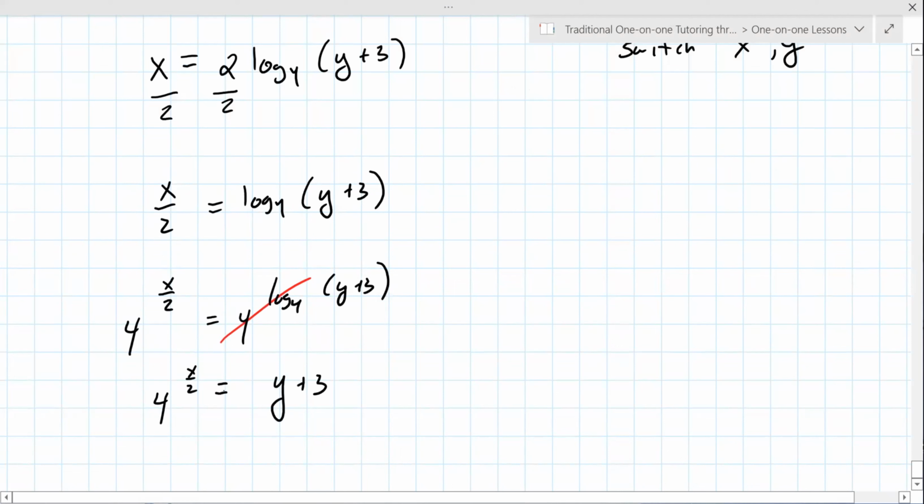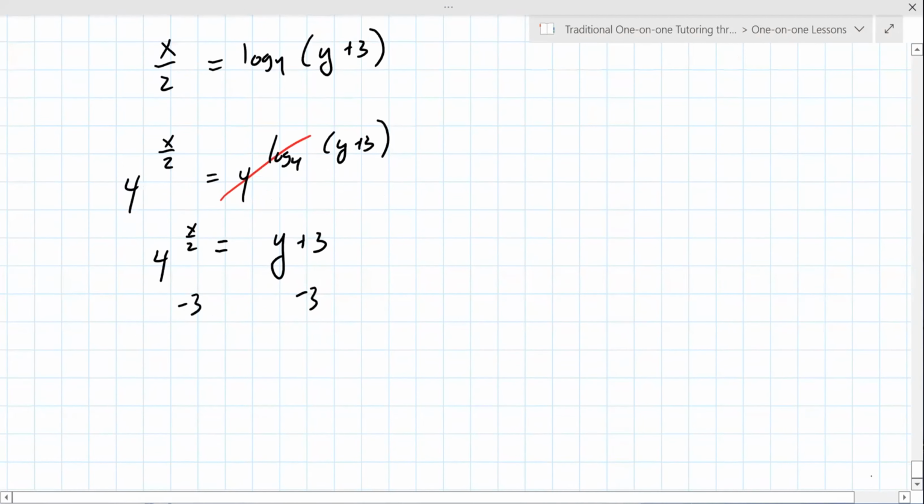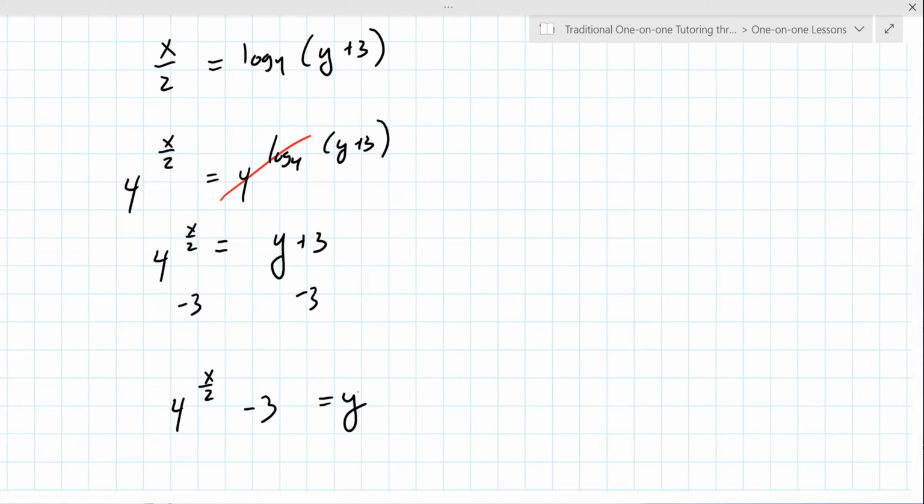And then from here, you just do anything left to get y by itself. You're going to subtract 3 from both sides. So that's 4 to the x over 2, minus 3, equals y. Now, what I hope is you get one really similar to this. The steps are all the same, just different numbers. All right, that clears that up.